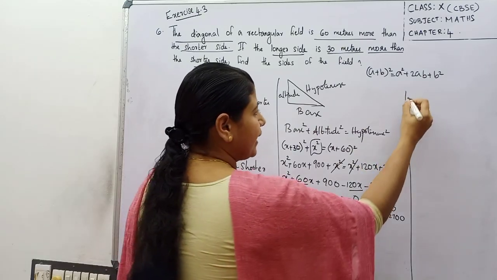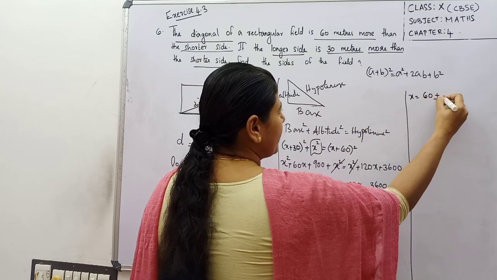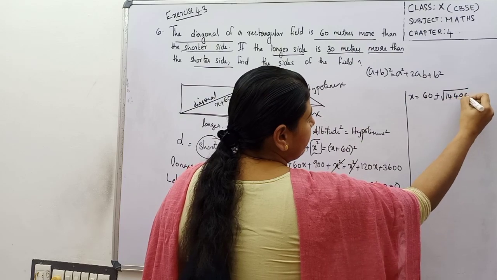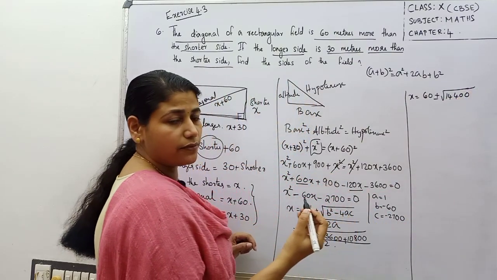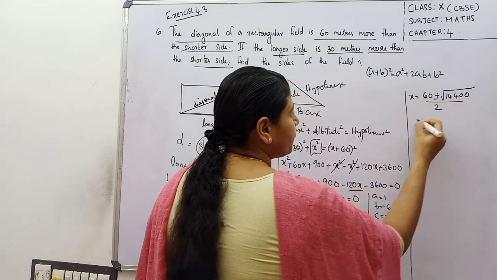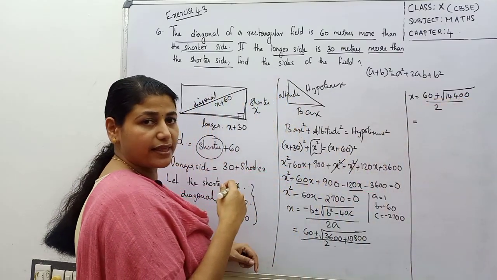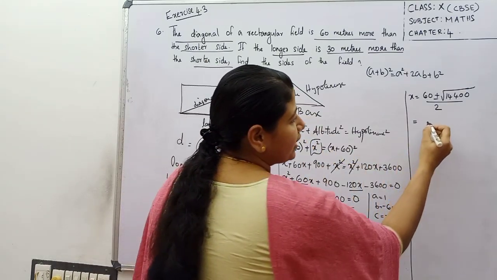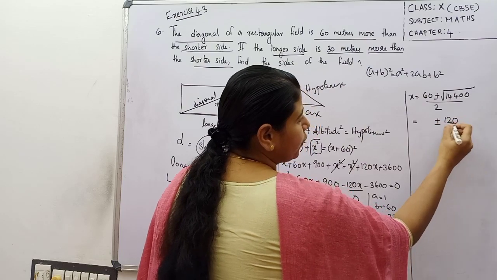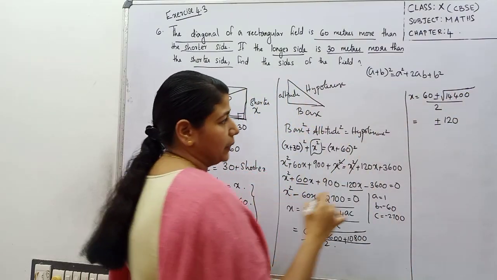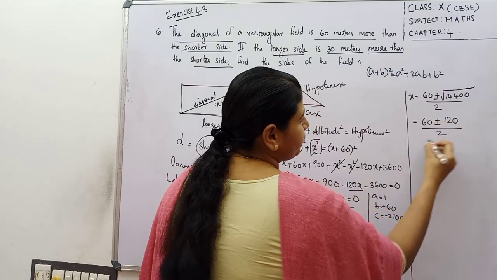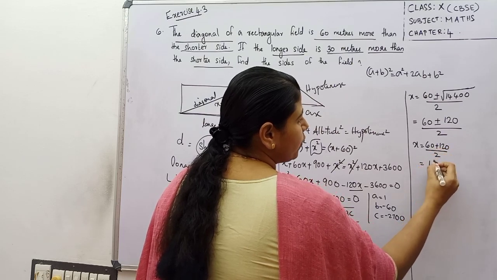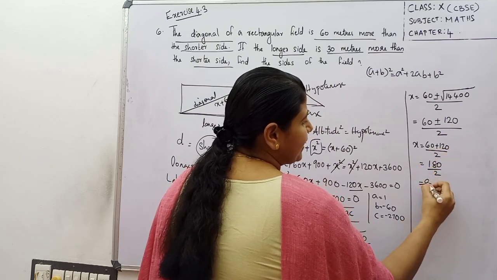Okay, so we can write x equal to 60 plus or minus root of, by adding these two numbers you will get 14,400, by 2. So we can take the square root of 14,400, isn't it? 144 is the square of 12, and there are two zeros, so we can take 1 from there. So 120. Square root of 14,400 is 120. Here it is 60 by 2. So we can write 60 plus 120 by 2, which is equal to 180 by 2, that is 90 meters.